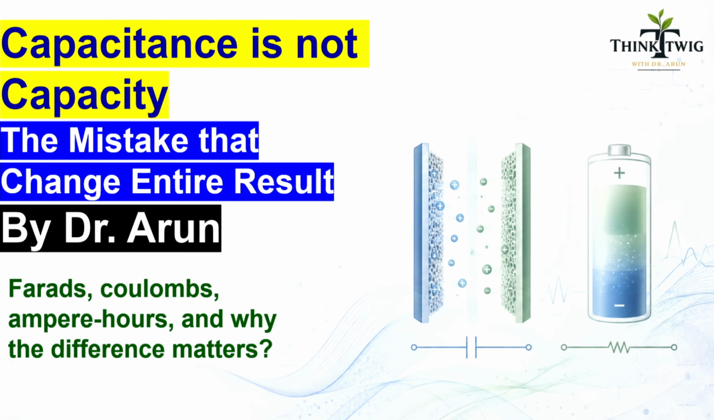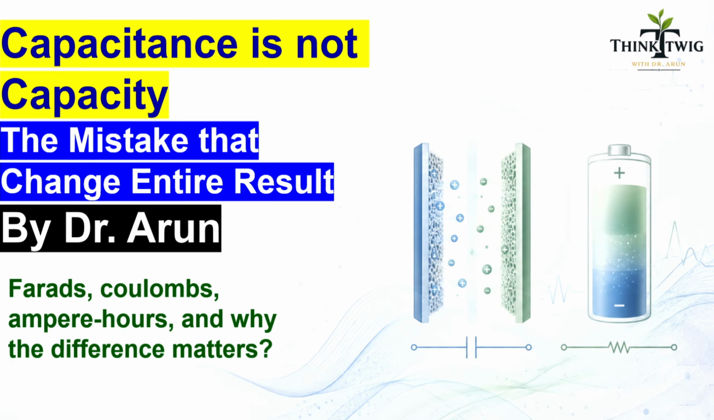A good experiment can give you the correct data. A good instrument can measure it correctly. But one wrong turn can still change the meaning of the final result. And in electrochemistry, this happens more easily than we may think.